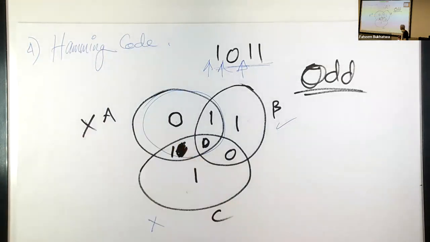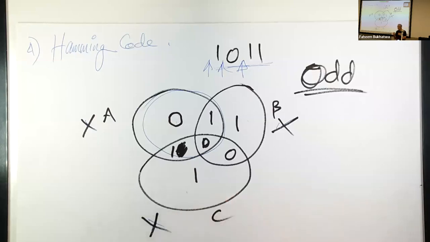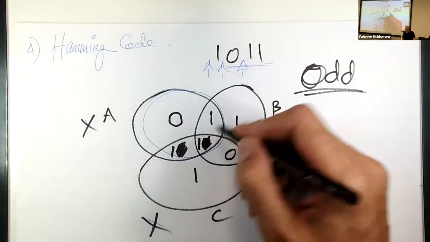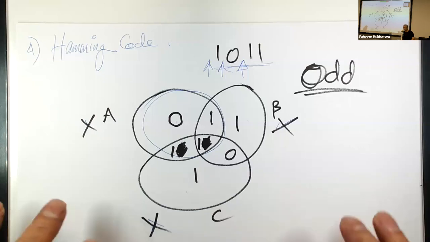What about B? B has 2, so it also has a problem. It should be odd, but it's not. What about group C? Also a problem. So now, which bit actually intersects with the 3 groups? That's the only one there that's part of A, also part of B, and also part of C, and that's really the one I flipped without you noticing. So we'll fix it, and now everything goes back to perfect harmony again. So it's a wonderful, simple system to implement.